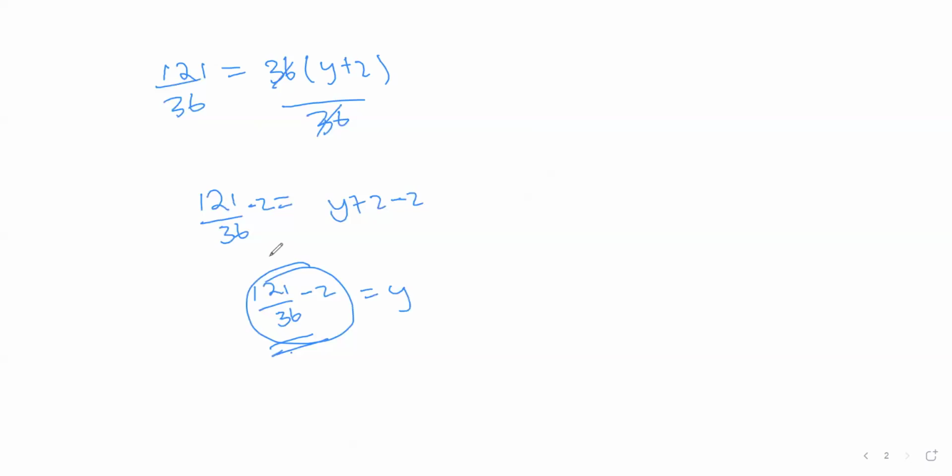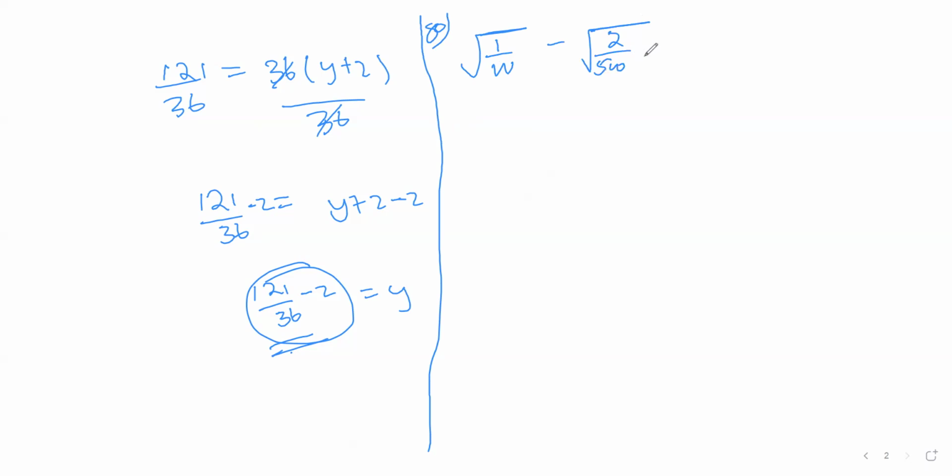So that's how to solve radical equations. Basically, let's take another radical equation example. This is number 80: square root of 1 over w minus square root of 2 over 5w minus 2 equals 0.